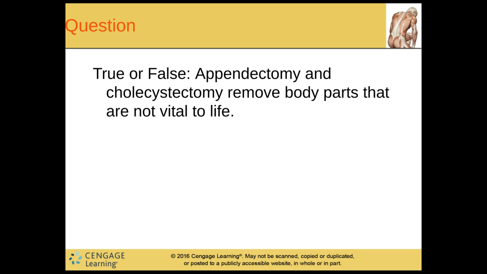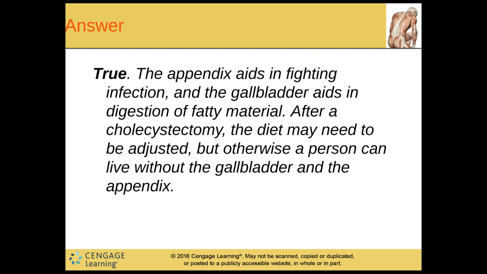True or false? Appendectomy and cholecystectomy remove body parts that are not vital to life. So one removes the appendix and one removes the gallbladder, right? So are these vital to life? So that's true. The appendix aids in fighting infection and the gallbladder aids in digestion of fatty material. So after you have your gallbladder out, your diet may need to be adjusted, but otherwise a person can live without a gallbladder and an appendix.